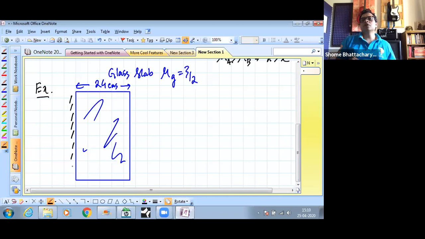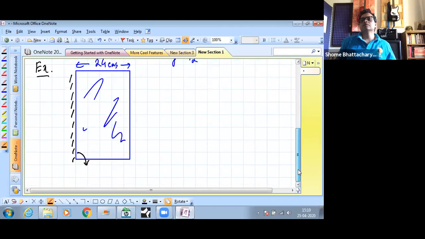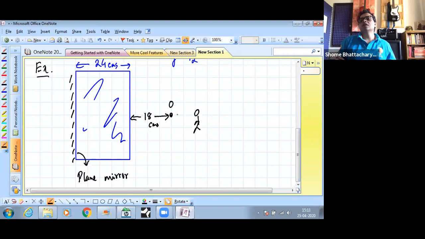So it is a perfectly cuboidal kind of glass slab. All the edges are at 90 degrees and the surfaces are plane. Now this part acts like a plane mirror as a result of the silvering that we've done. And now there is a point object kept somewhere here, at a distance in front of, let us say, 18 centimeters. So O is a point object, and there's an observer behind O whose line of sight is normal.